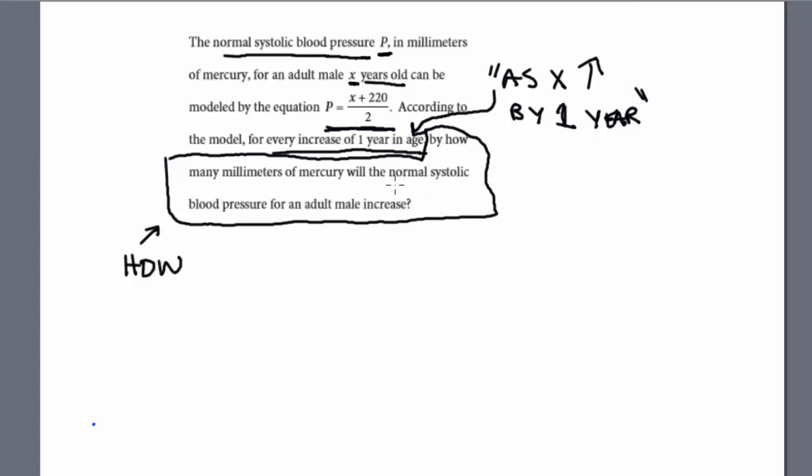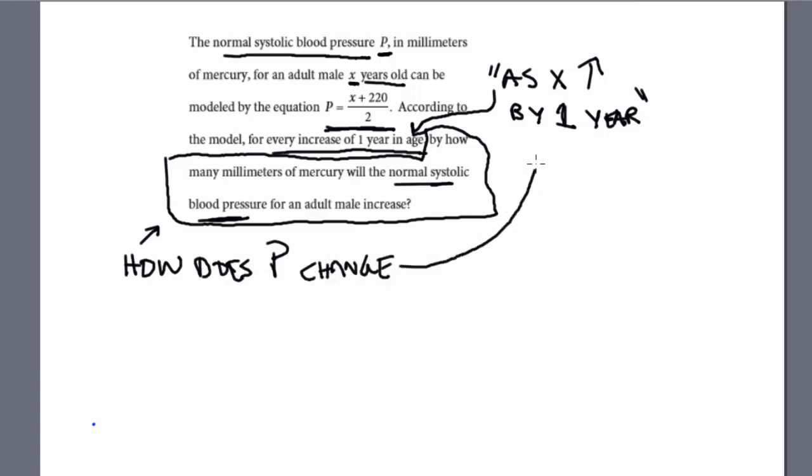P is the normal systolic blood pressure, remember, we found that out here. So the question is asking, how does P change as X increases by 1 year? Okay, so that is our question. So really, the question is asking, what is the slope of this equation? Because that's exactly the definition of slope.